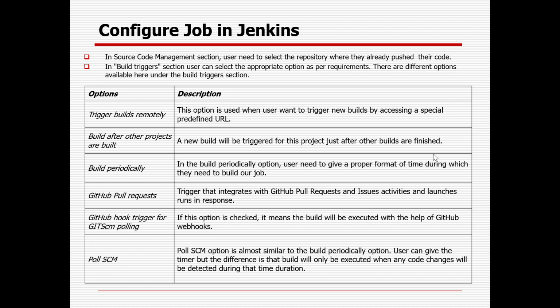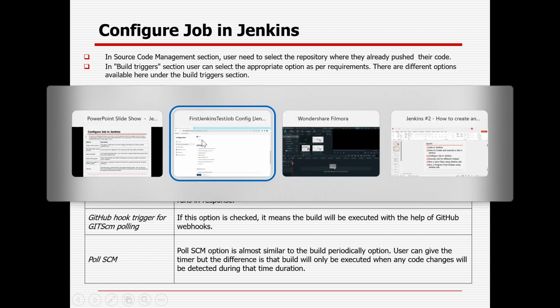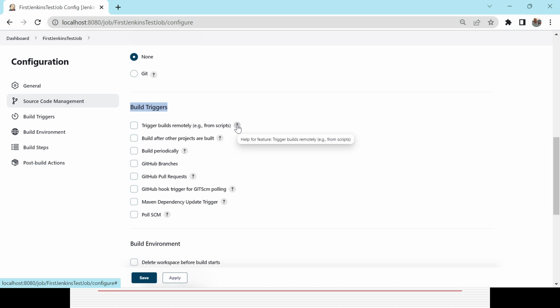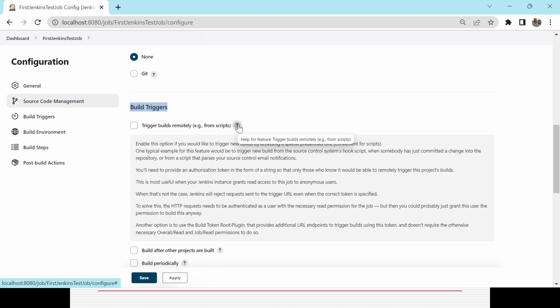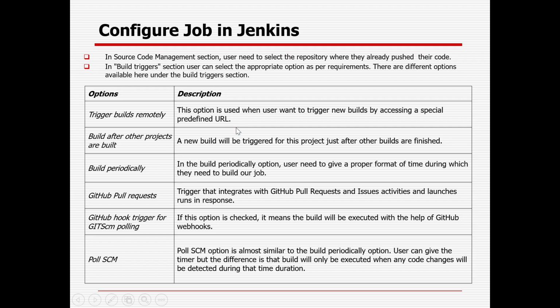This is the important thing I have tried to cover here. Otherwise you need not worry, just click on the question mark and you will be able to get the details and objective of each and every option. So, trigger builds remotely. This option is used when the user wants to trigger a new build by accessing a special predefined URL. The next one, build after other projects are built.